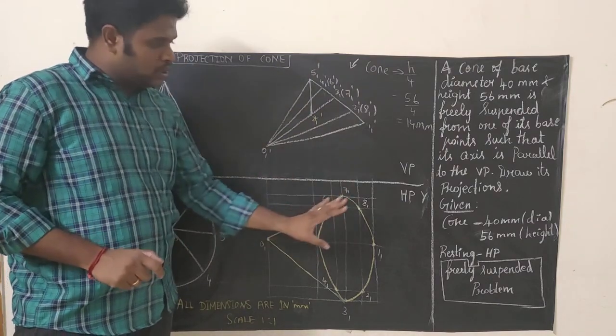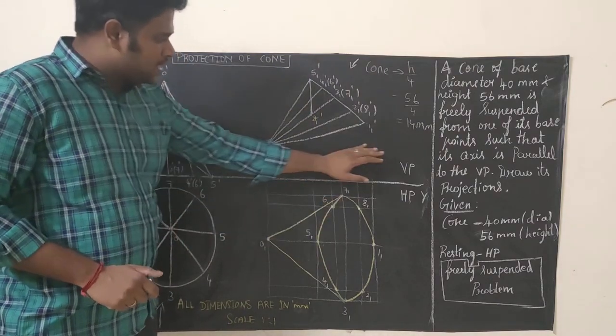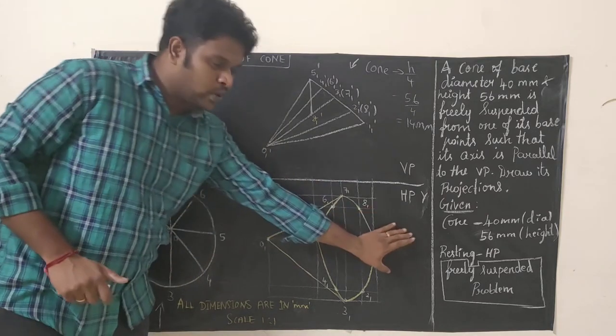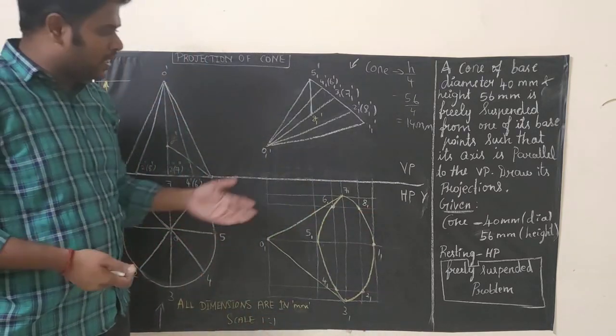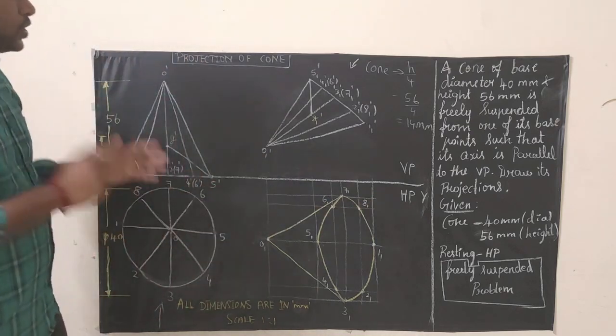This is our solution, and try to rub the unwanted lines. So these lines are all unwanted, right? So rub everything extra, the extension lines and all unwanted lines, so just rub them off in order to present your diagram neatly.